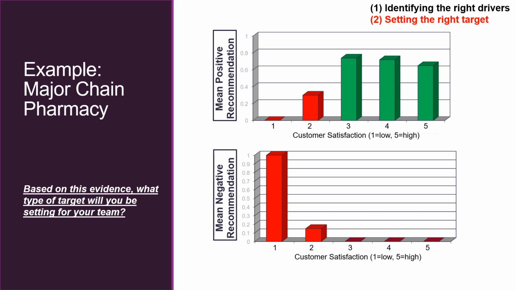that you have, what type of target will you be setting for your team? And I would like to have a quick discussion about this before moving on to the next lesson. So basically, you could have two different options. You can set a target to meet the general customer satisfaction rate of 3 and above, or you can take a general target of avoiding the customer satisfaction of 1.